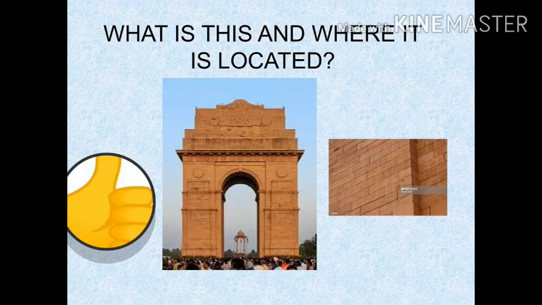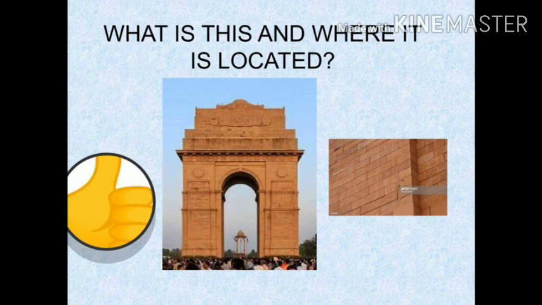Next, in this slide, what are you seeing, what is this and where is it located? Yes, it is India Gate and it is located in New Delhi. In India Gate, some brick patterns are mentioned in this picture. In the second picture, you are able to see some patterns of bricks. These are the brick patterns followed in the India Gate. Look how the bricks are arranged in this India Gate, children.